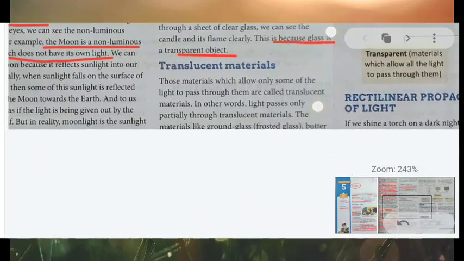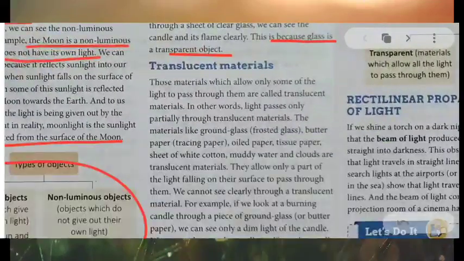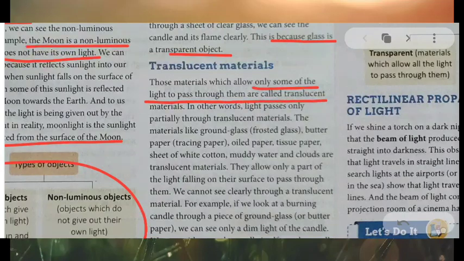Now next is translucent material. Those material which allow only some of the light to pass through them are called translucent material. It means some of the light passes, and most of the light is absorbed by the material, or it is reflected back by the material. Like ground glass, there is a type of glass, also called frosted glass, that only reflects some of the light and some of the light is passed through.